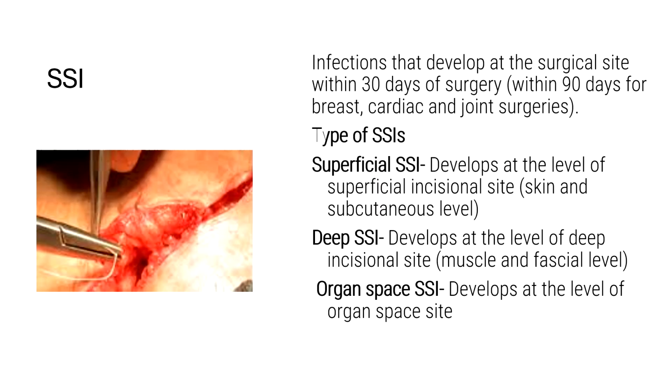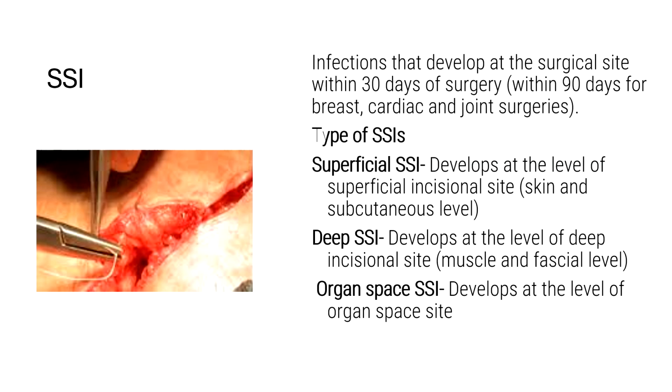Now the fourth one is SSI, that is surgical site infection. Now understand, it is any infection that happens after the surgery at the surgical site within 30 days of surgery, or within 90 days in case of breast, cardiac or joint surgery. So which are the types of SSI? Either it is superficial, deep or organ specific.